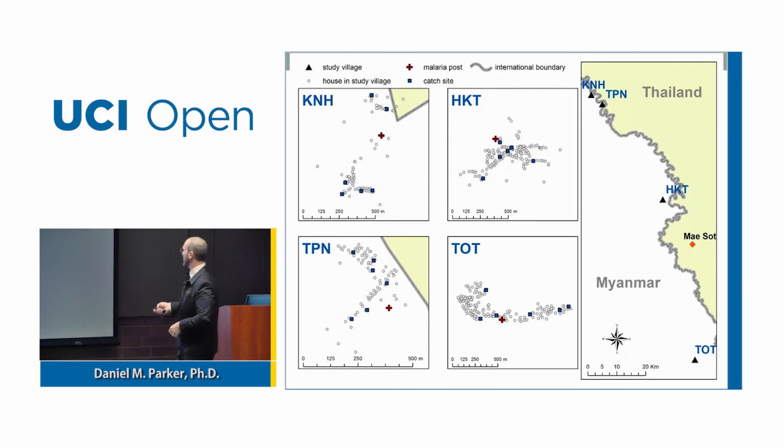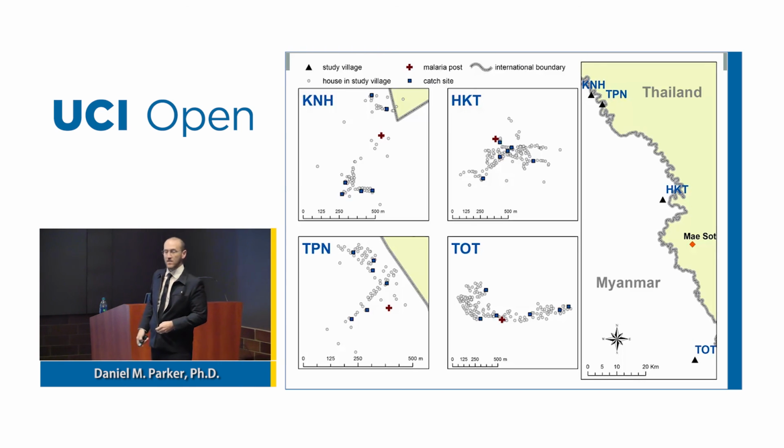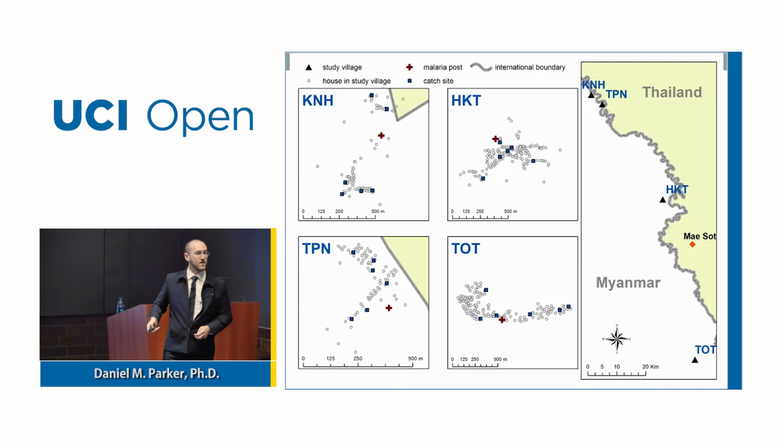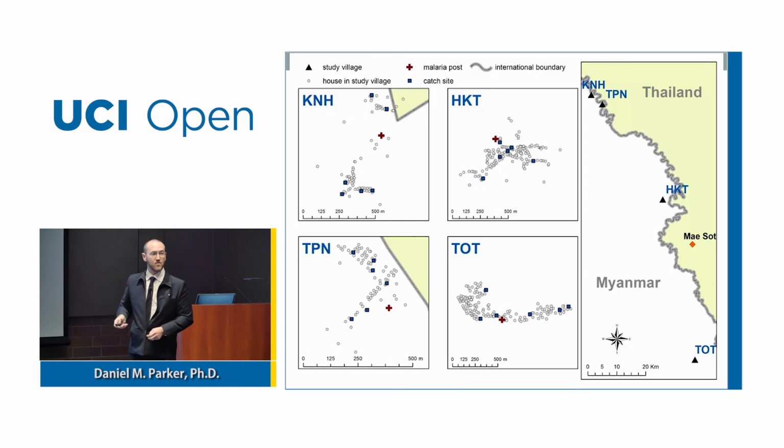This is what the study site looks like. So this is where I spend most of my time. This is Mae Sot. This is where our field unit is located. On this side is Thailand. On this side is Myanmar. And the 4 study villages are indicated by black triangles. So this is Kenota, Tupanya, Tikoto, Taota. And I zoomed in on them over here on the left side. Each little ring here, these little gray rings, those are households within the community. The red cross, that indicates where the malaria post is. And the blue squares are where we have catch sites for mosquitoes for the entomological work.